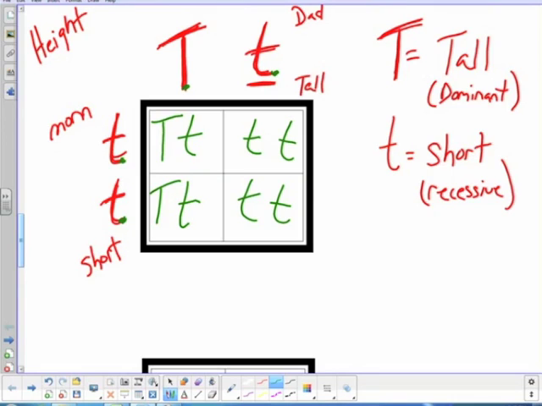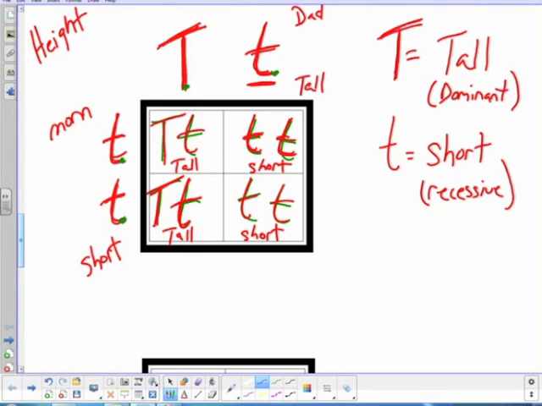All right, so now we got an interesting combination. Here I have capital T, lowercase t. The dominant tall overtakes the recessive short, so this is tall. Here I have recessive t, short, short, so this is short. Here I have dominant T, dominant tall, recessive short. The dominant overtakes the recessive, so this is going to be tall. And here I have recessive short, so it has to be short.